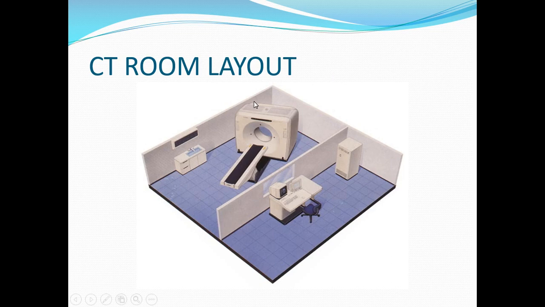This is the CT scan room layout, and this is the CT scan machine basically, and there is a lead wall, lead glass, so that the radiation wouldn't come out. This is the place where the technician sits. He puts all the commands and all the data in the computer and operates the machine from outside this room, so that he or she will not receive any radiation.